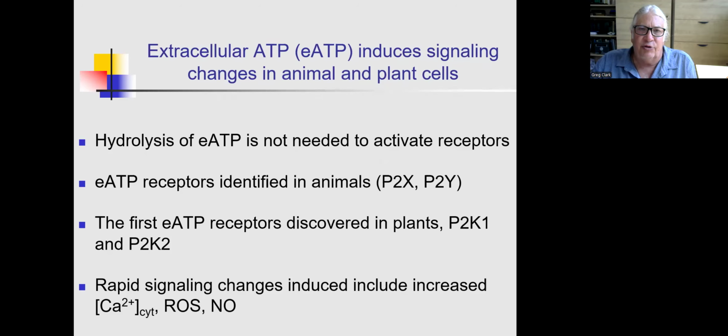In animal cells, there are 2 large families of eATP receptors, P2X and P2Y. However, in plants, the first eATP receptors were discovered a little over 10 years ago, and there are 2 known eATP receptors so far, P2K1 and P2K2. For plant cells, it has also been well documented that some of the earliest signaling changes include an increase in cytoplasmic calcium levels, reactive oxygen species levels, and nitric oxide levels.